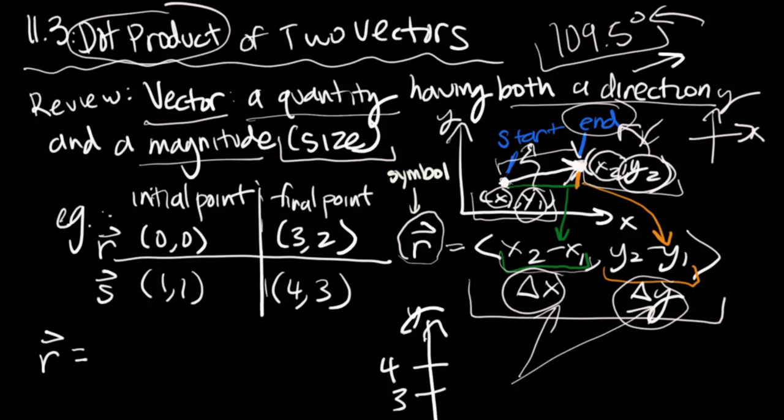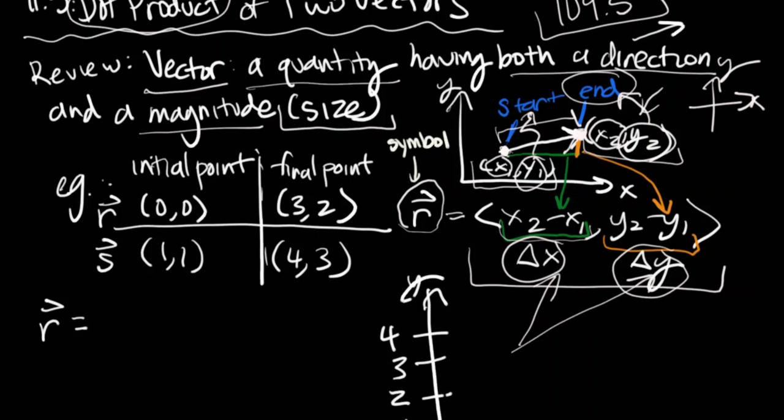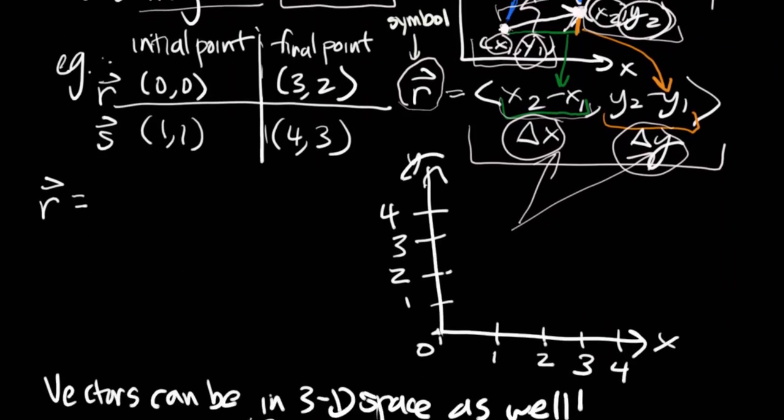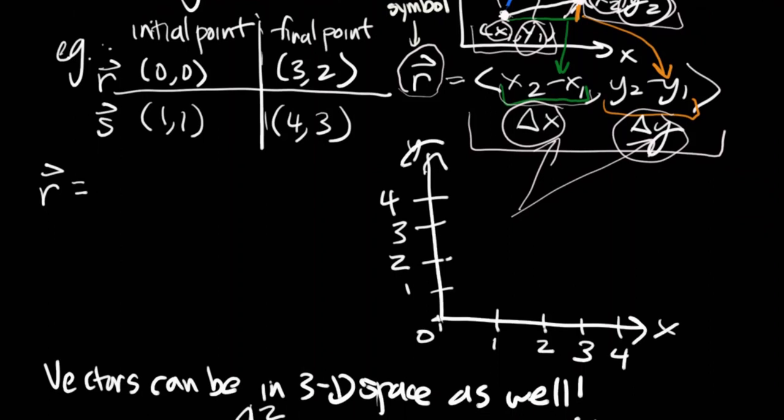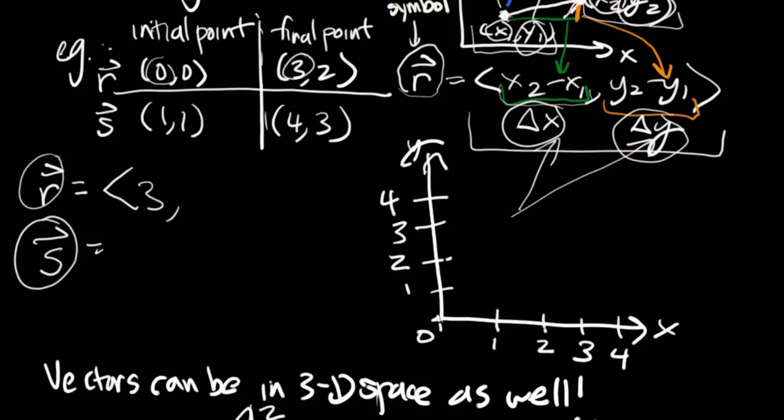So now that we know what a vector looks like, let's actually try to find some vectors. Here we have an initial point and a final point, and I want you to find the vectors representing these two vectors. In this case, r will simply be the change in x, which is 3 minus 0, 3, and the y component will be 2 minus 0, or 2. The same goes for s: 4 minus 1 is 3, and 3 minus 1 is 2.